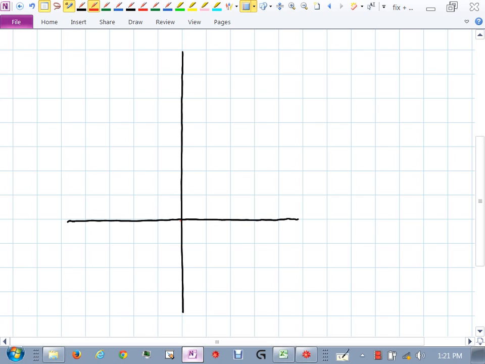x squared starts out at the origin, right? 0, 0. You go out to the right 1, you go up 1. You go out to the right 2, you go up 4, right? And then you draw this parabola that goes like that. That okay? Same thing the other way. That's f of x is x squared.